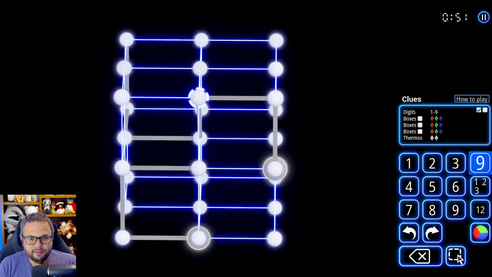Just for the record, this is a 7-length thermo, so the third digit on it needs 4 digits after it, so that means this is at most a 5. So we can start by saying that's a 3, 4, or 5. This is a 2, 3, or 4. This is a 1, 2, or 3.